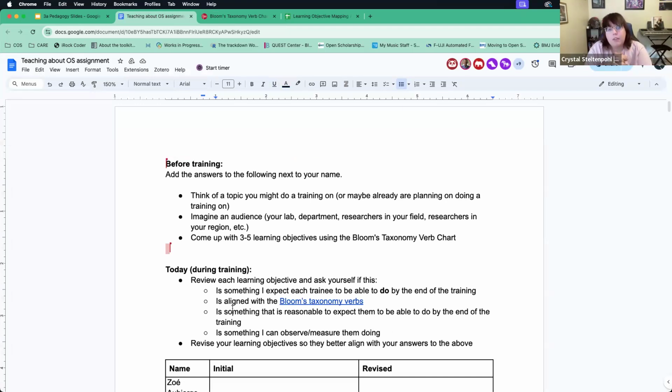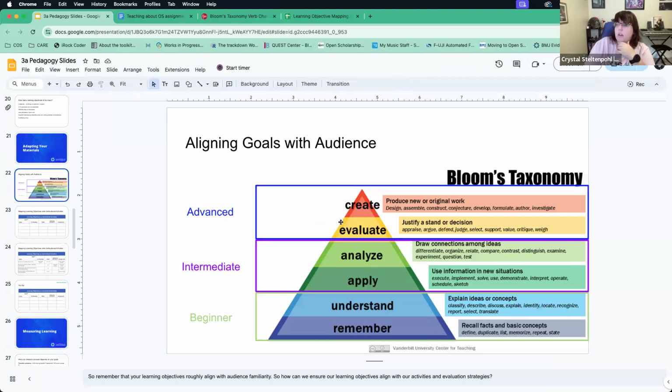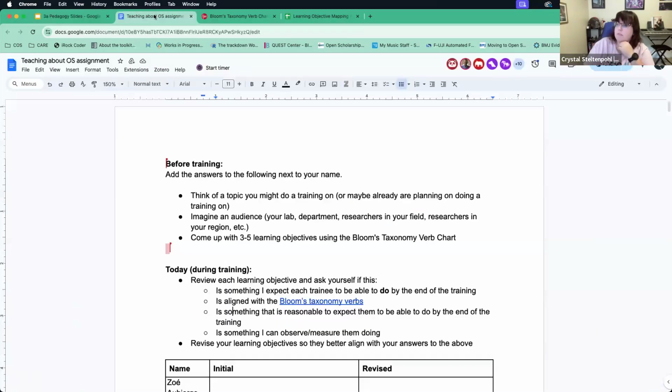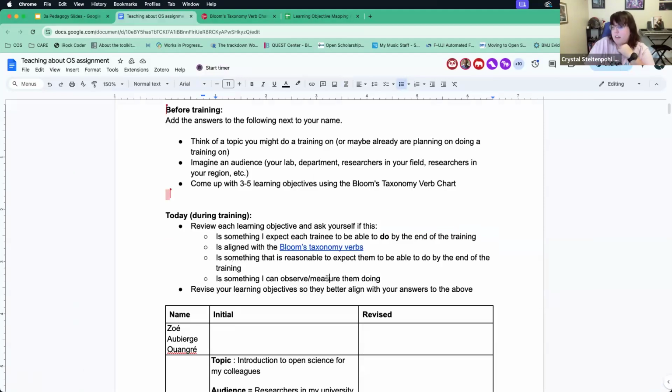So I think we talked about this a little bit last time. If you only have 30 minutes with somebody, your goals for that are going to be much different than if you're doing a week-long training seminar, right? You're going to have probably deeper learning objectives that are higher up on that pyramid. Higher up here if you're doing a week-long training, versus if you just have 30 minutes with somebody, you might want to be lower. And then again, is this something that I can observe and measure?